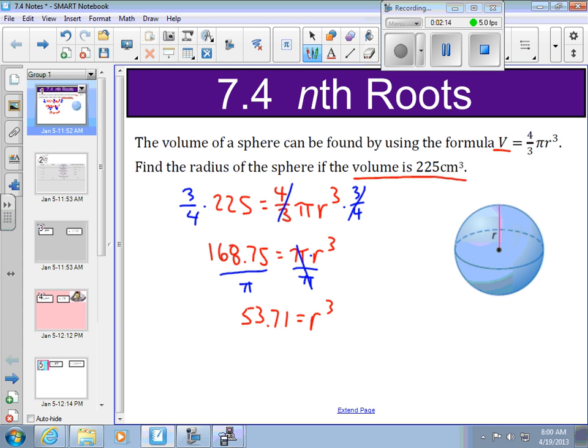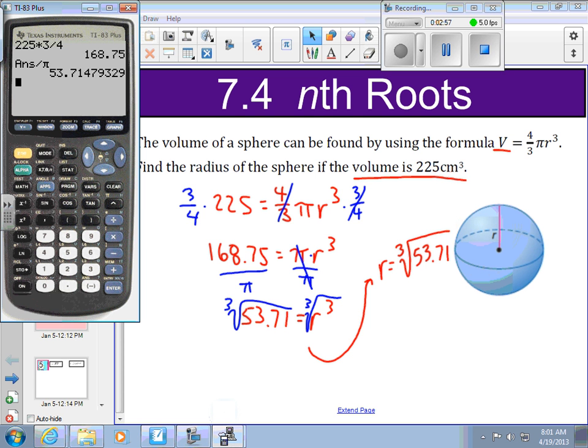All right, now we get to this step. How do we undo a power of 3? And this is what we're going to be looking at today. To undo different powers other than when something is squared, you're going to use a radical or a root. In this case, since this is r cubed, we want to do the cube root. So we're going to take the cube root of both sides. What we're going to end up with is r equals the cube root of 53.71.